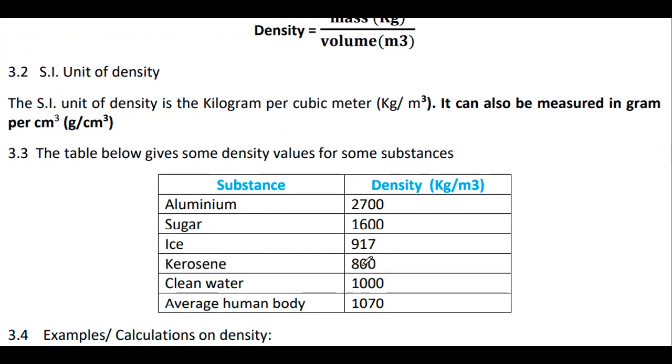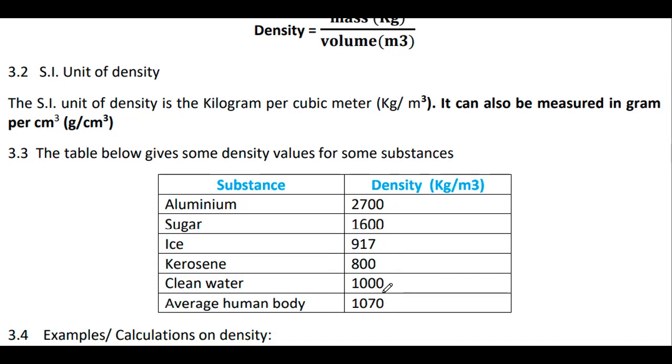And these are some of the questions that they asked during the GCE: why is it that ice floats on water? Now, we know that the density of ice is less than the density of clean water. So that's the reason why ice floats on water. Now, you equally have kerosene, 800. We have clean water, 1,000. And the density of the average human body is 1,070.